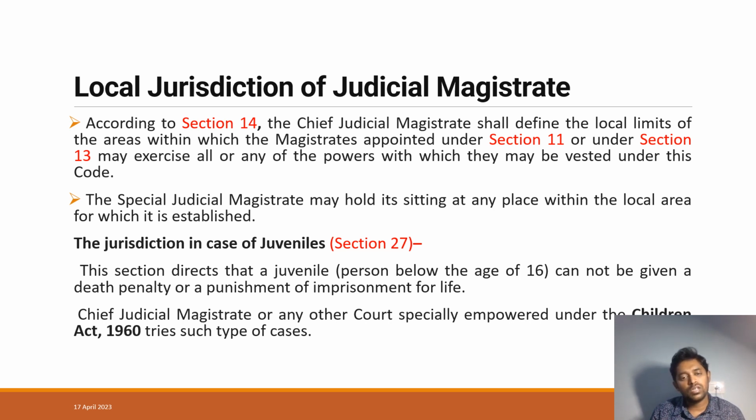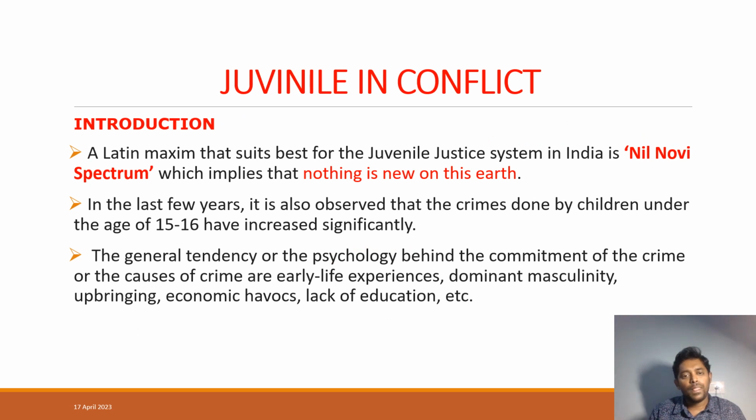The jurisdiction in case of juveniles is discussed under Section 27. This section directs that a juvenile, that is a person below the age of 16, cannot be given a death penalty or punishment of imprisonment for life. The Chief Judicial Magistrate or any other court specially empowered under the Children Act 1960 tries such type of cases. Juvenile in conflict.